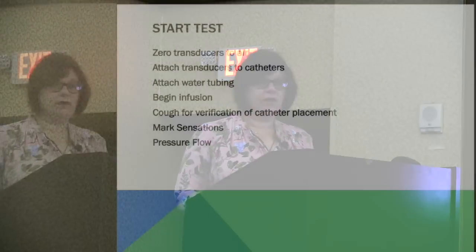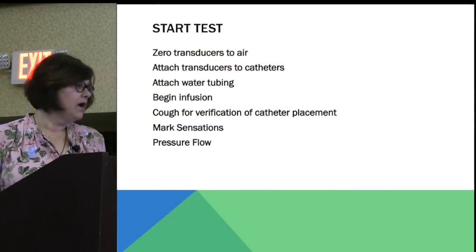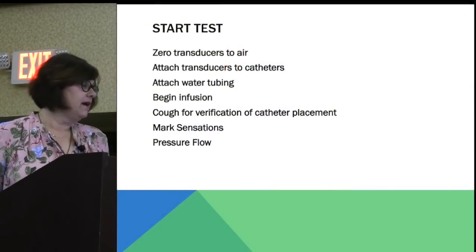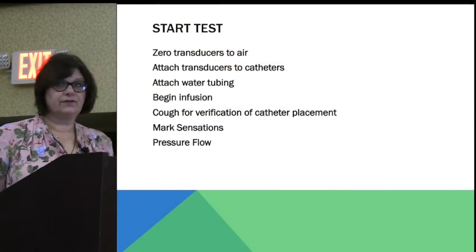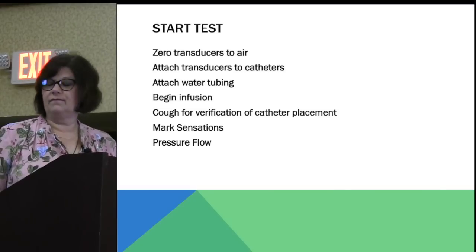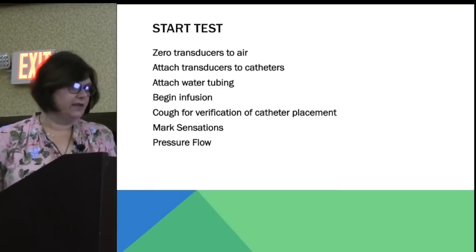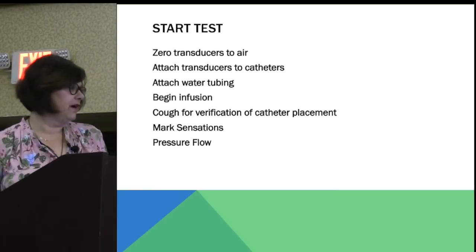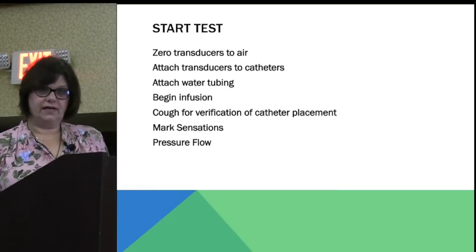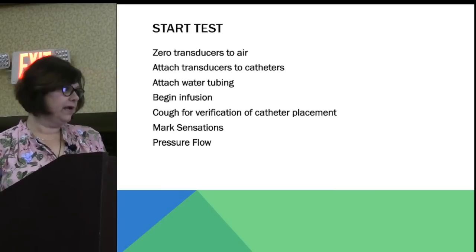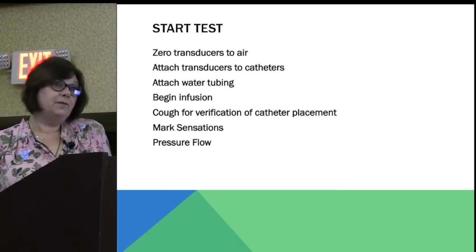To start the test, you're going to zero the urodynamics transducers, the cables that attach to the catheters. You zero to air. All right, you always want to be at zero before you start reading any pressures. So you're going to attach your transducers to the catheters. There are many different systems out there, so you have to go according to what your manufacturer says. Then you attach the water tubing to the catheter that's in the bladder, and you begin your infusion.